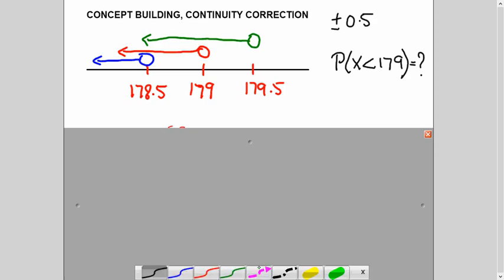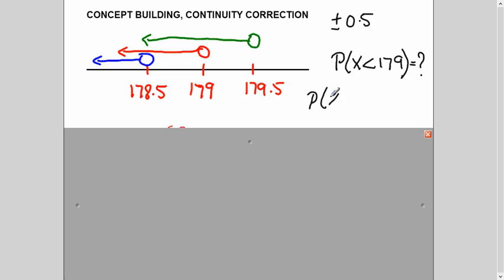Let me write here rather than talking orally. So it will be probability of x less than 178.5. So this is how I have decided this, found out, right? So basically you can do it on the paper number line if you cannot imagine it, or it's very easy.